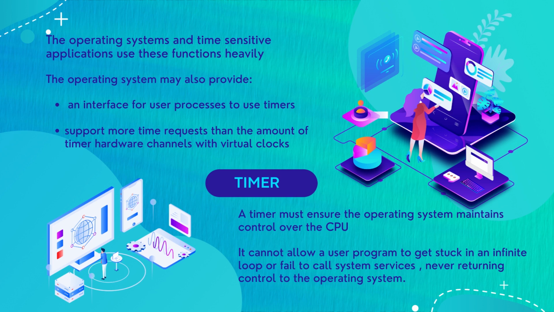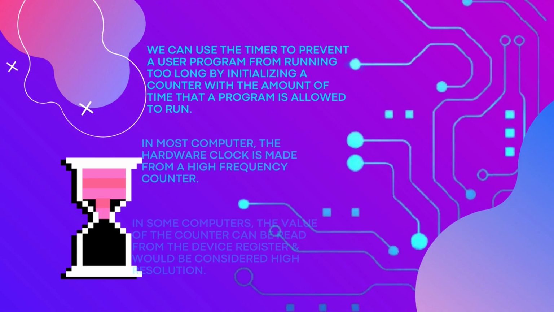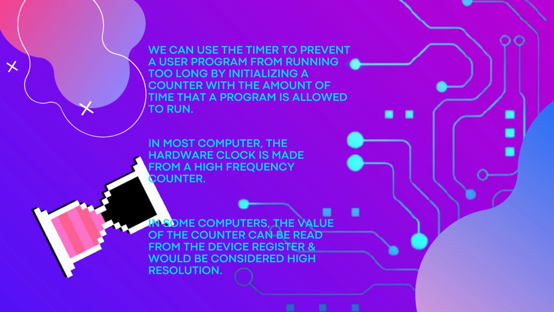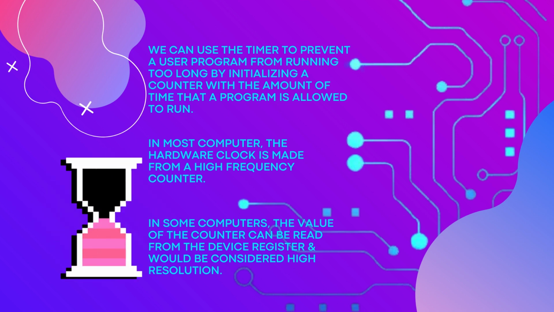Now, a timer must ensure the operating system maintains control over the CPU. It can't allow a user program to get stuck in an infinite loop or fail to call system services, never returning control back to the operating system. Now, we can use the timer to prevent a user program from running too long by initializing a counter with the amount of time that a program is allowed to run.